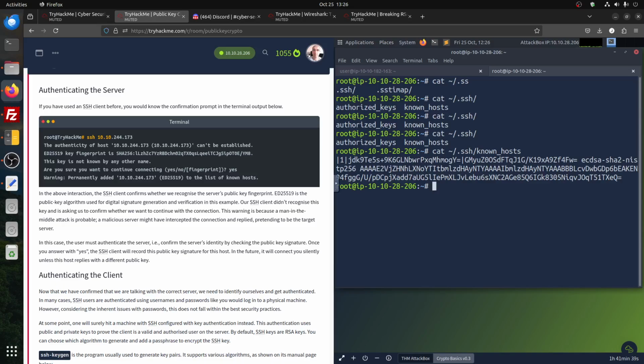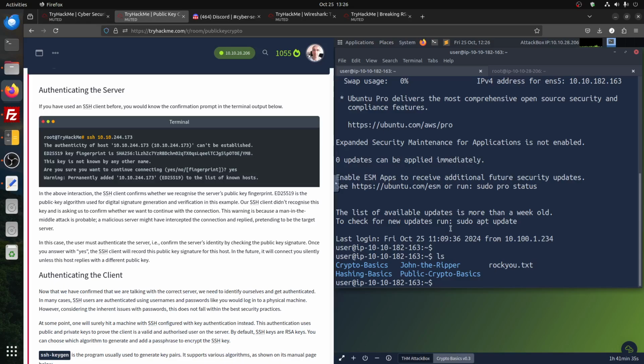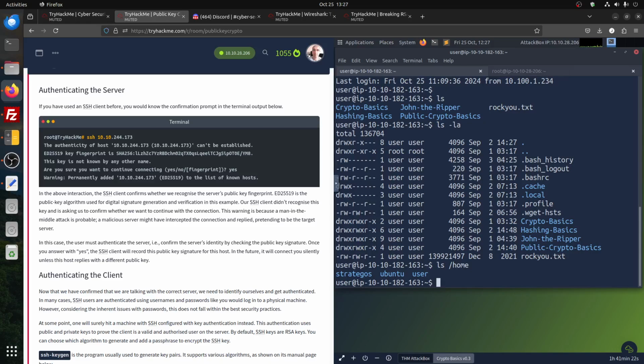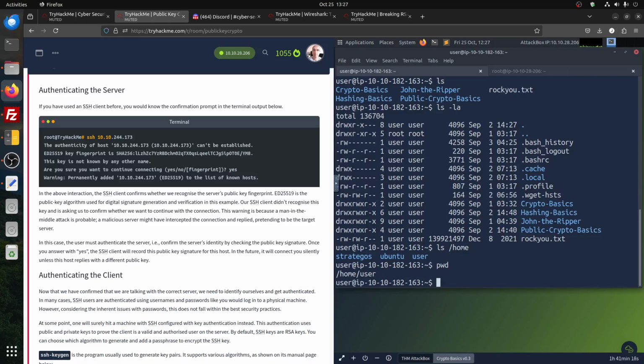If I'm mistaken, this is the one for the public key for this server. Let's see. This one is LA. There's no SSH here. Okay. This home. Oh, the user. We are in the user, so this one is LA.